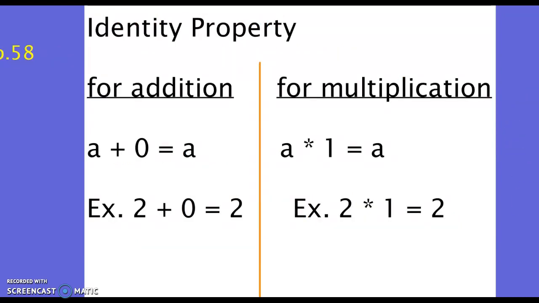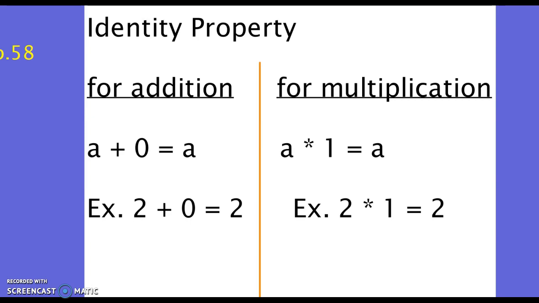All right, the first property that we're going to talk about is the identity property. If you think about what your identity is, it's like who you are, what makes you up, okay? And so there's two different properties for identity. One is for addition and one is for multiplication. This is at the middle to bottom of page 58 if you want to follow along.